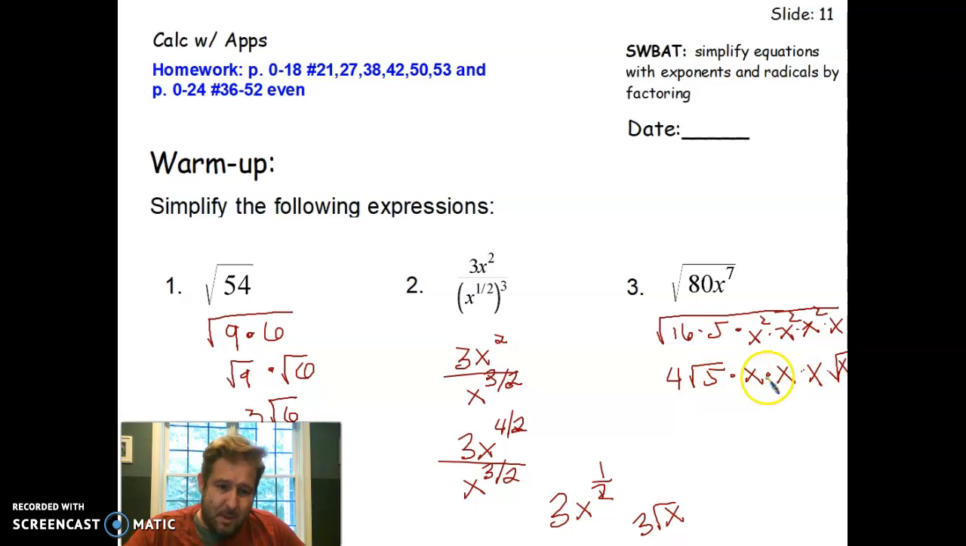So now to clean this up a little bit, this is x times x times x, that's x cubed. So we end up with 4x cubed on the outside of the radical, and 5 times x is 5x inside the radical, and then there's nothing else we can do. That's as simplified as we can possibly make it.